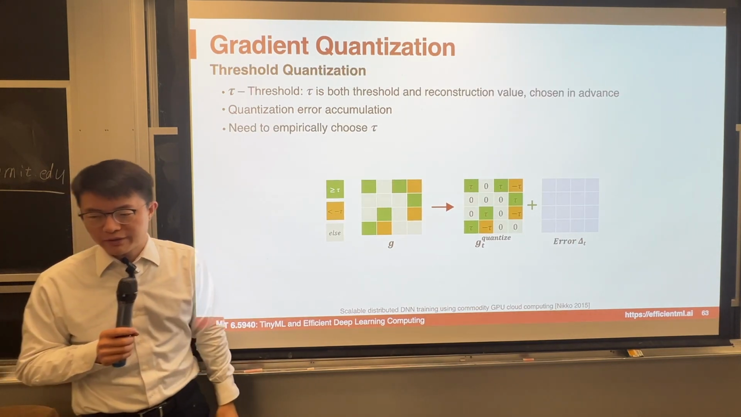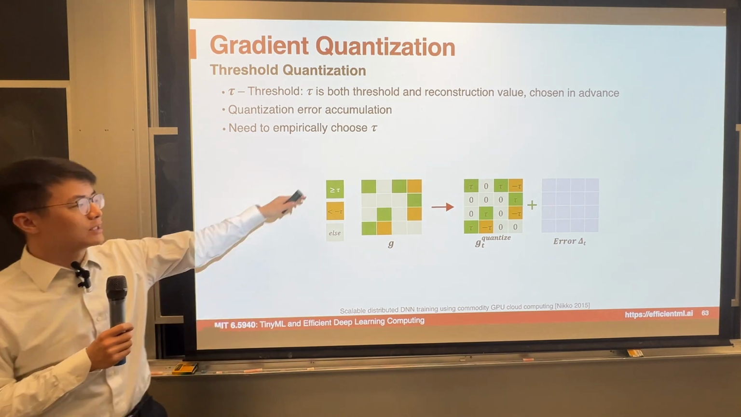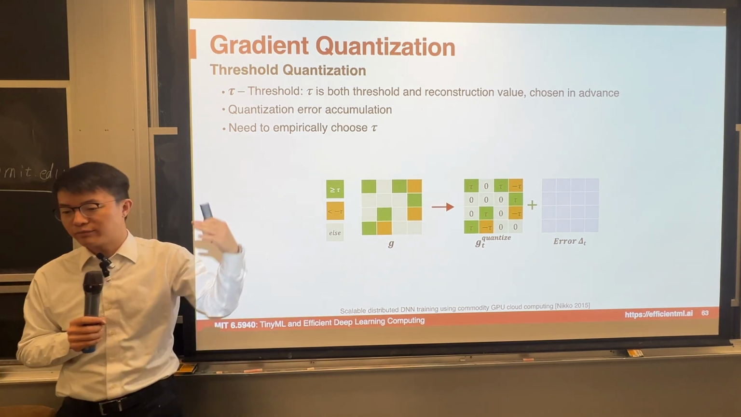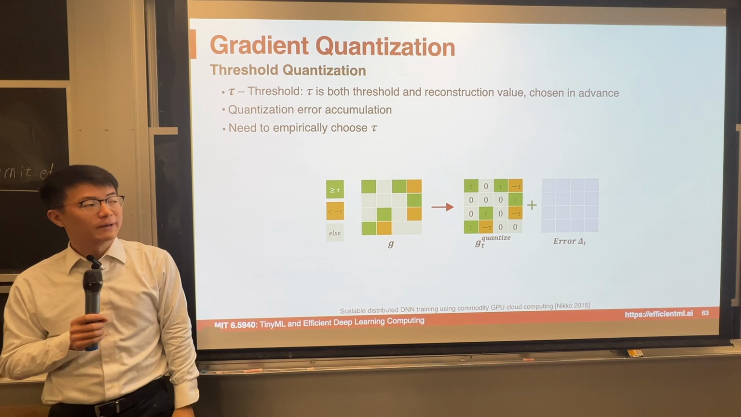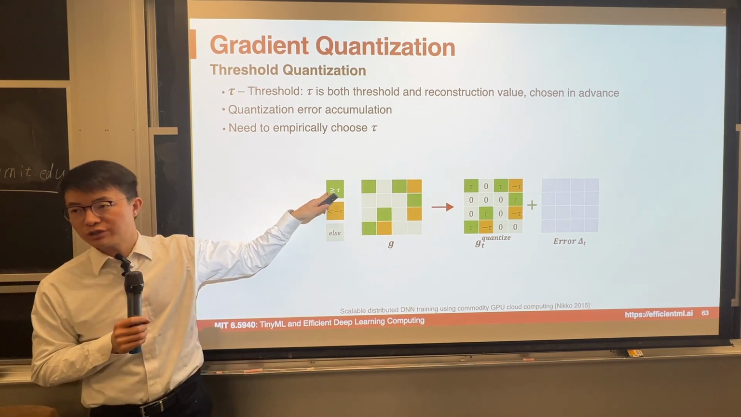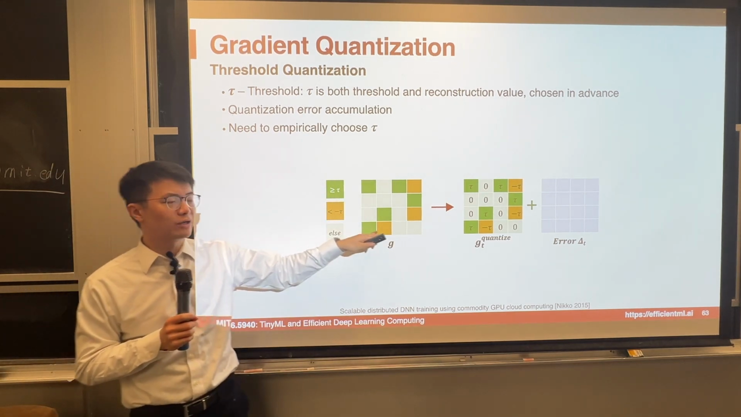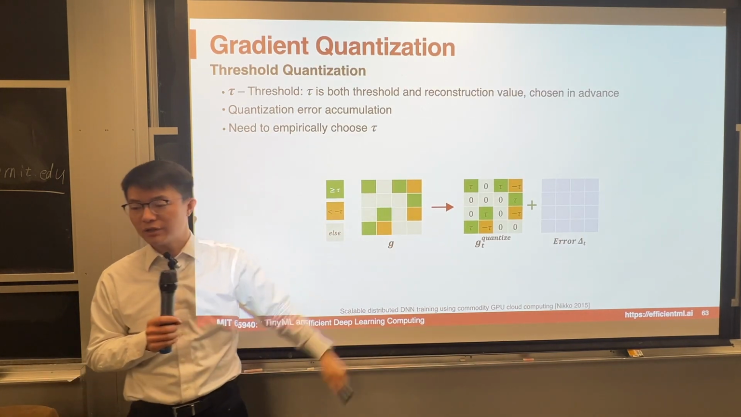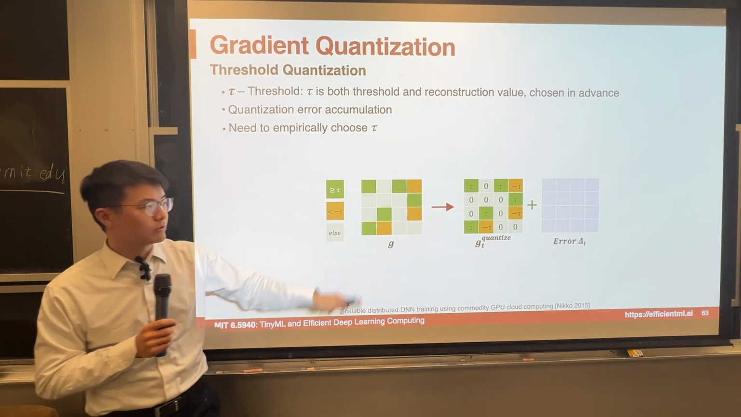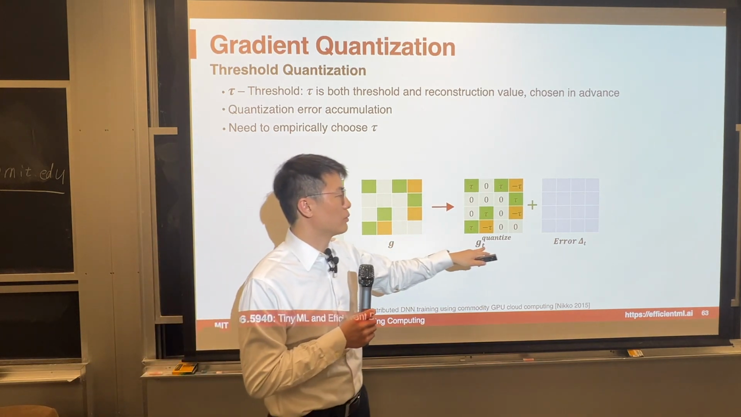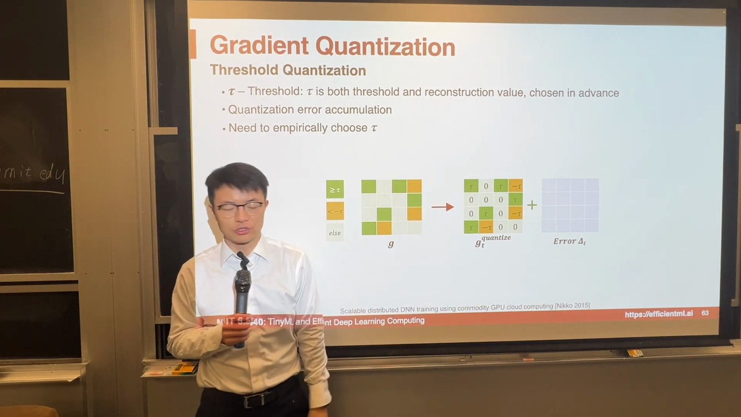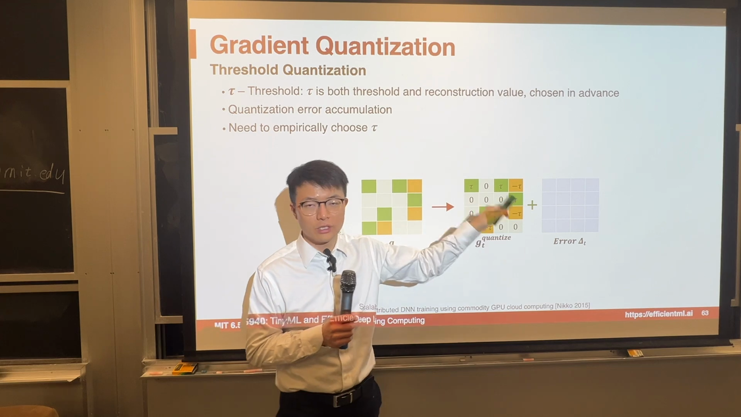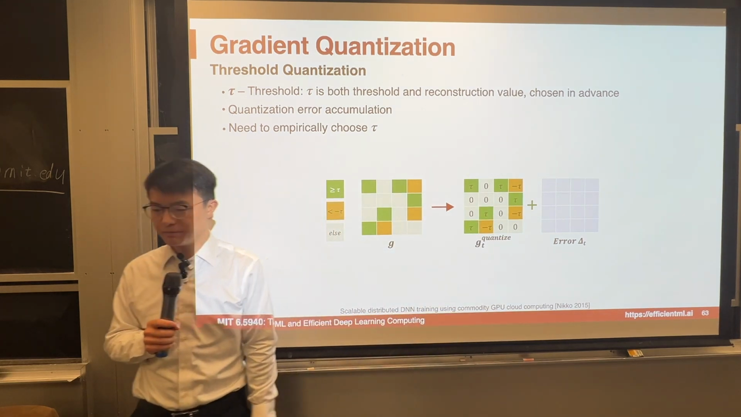There's also a method using threshold quantization. We have to manually specify a threshold, tau. If it's greater than tau, it's green. Smaller than negative tau, it's yellow. And otherwise, something in the middle is 0. So we can use a tau to ternarize the gradient matrix.